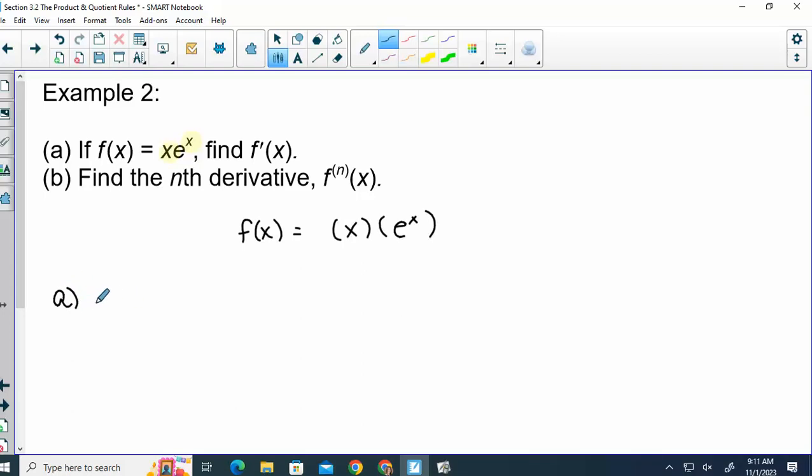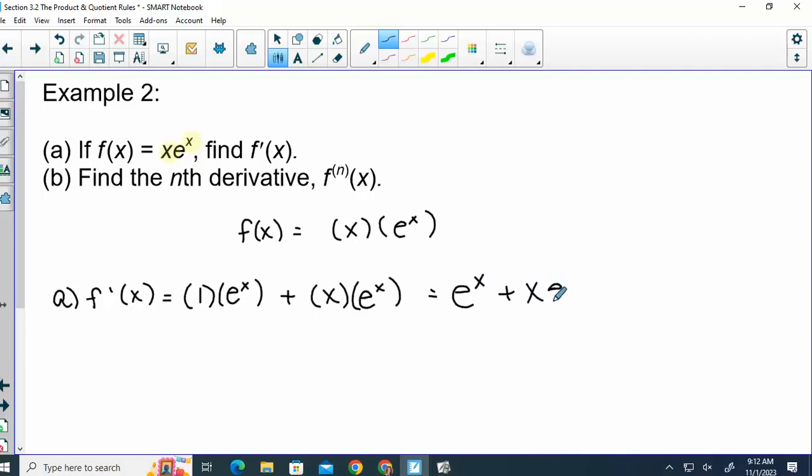So part A is asking for the first derivative. So I have to do product rule. Derivative of the first would be 1 times the second plus the first one, which is x, times, what's the derivative of e to the x? So I'll just get e to the x plus x e to the x.